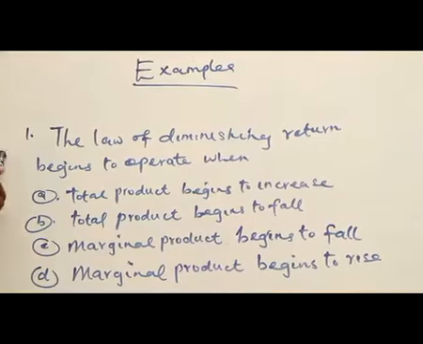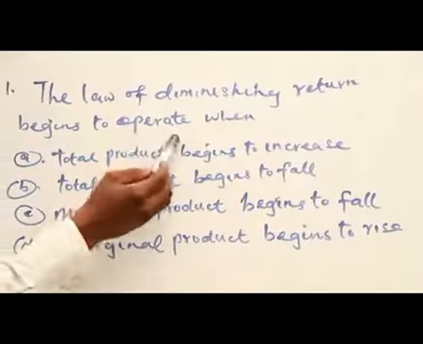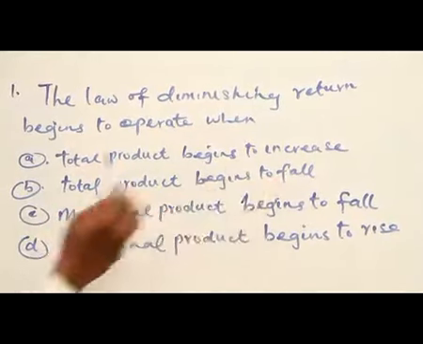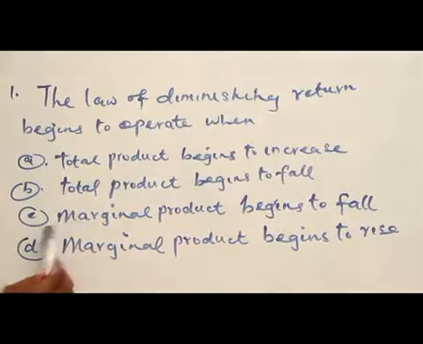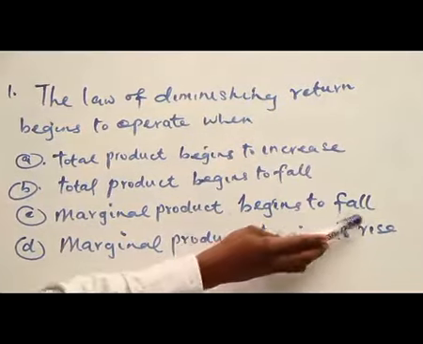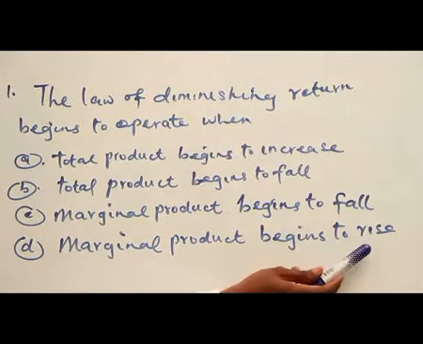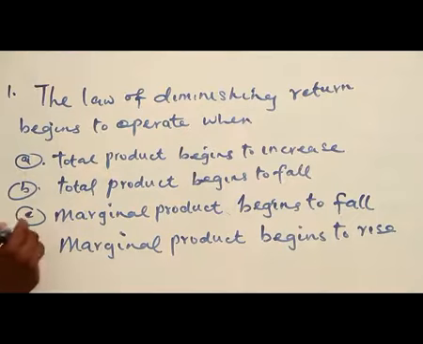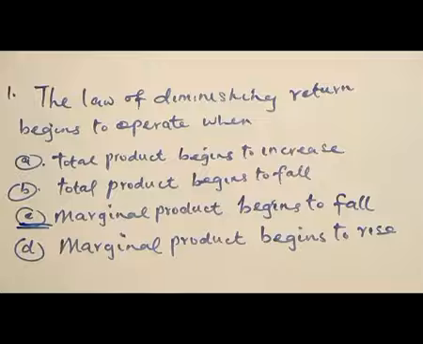Examples. Question 1. The law of diminishing return begins to operate when A. Total product begins to increase. B. Total product begins to fall. C. Marginal product begins to fall. D. Marginal product begins to rise. The right answer is C, where marginal product begins to fall.